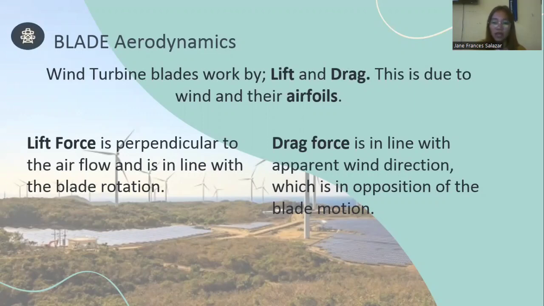Yung drag force increases in proportion to the frontal area of the object facing the wind. And yung drag force na ito is a type of force siya na in opposition sa blade motion. Ito yung kumukontra sa pag-ikot ng blade.